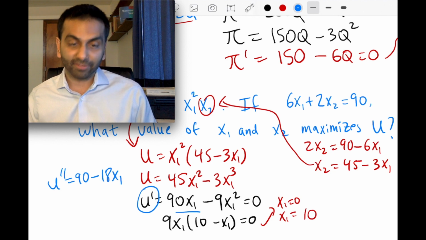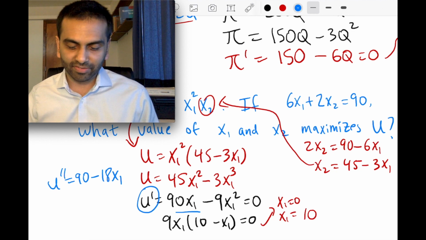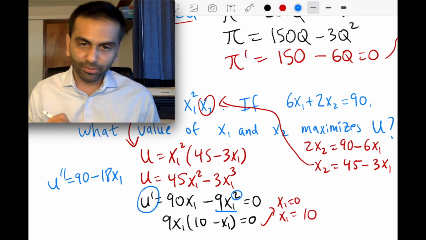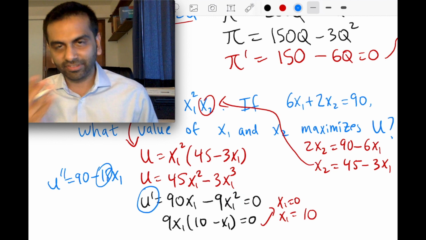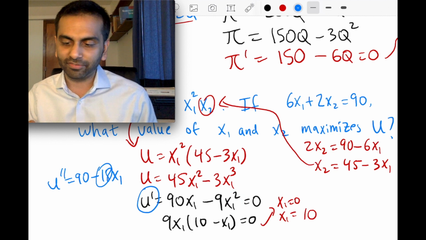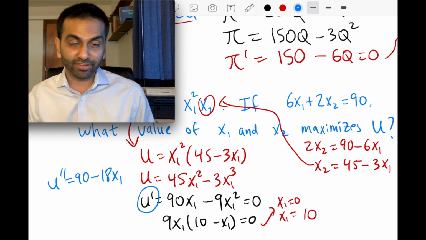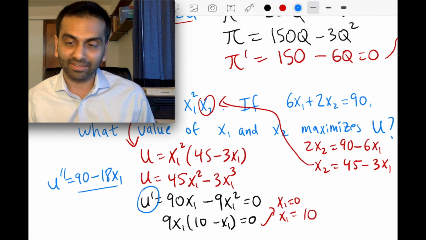Because this is the first derivative, the derivative of 90x1 is just 90, and the derivative of negative 9x1 squared, the 2 comes down, so that's why I get the 18, and the derivative of x1 is x1 to the first power, right? So again, that's just like that. And for the second order condition, we don't set that equal to 0. We simply check if this is positive or negative.